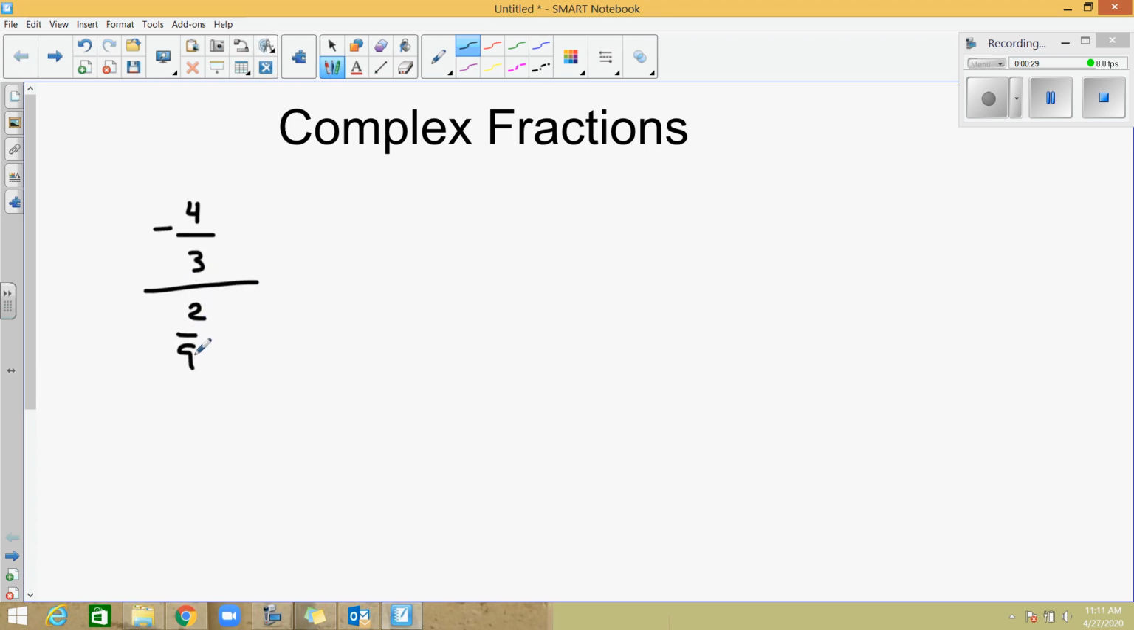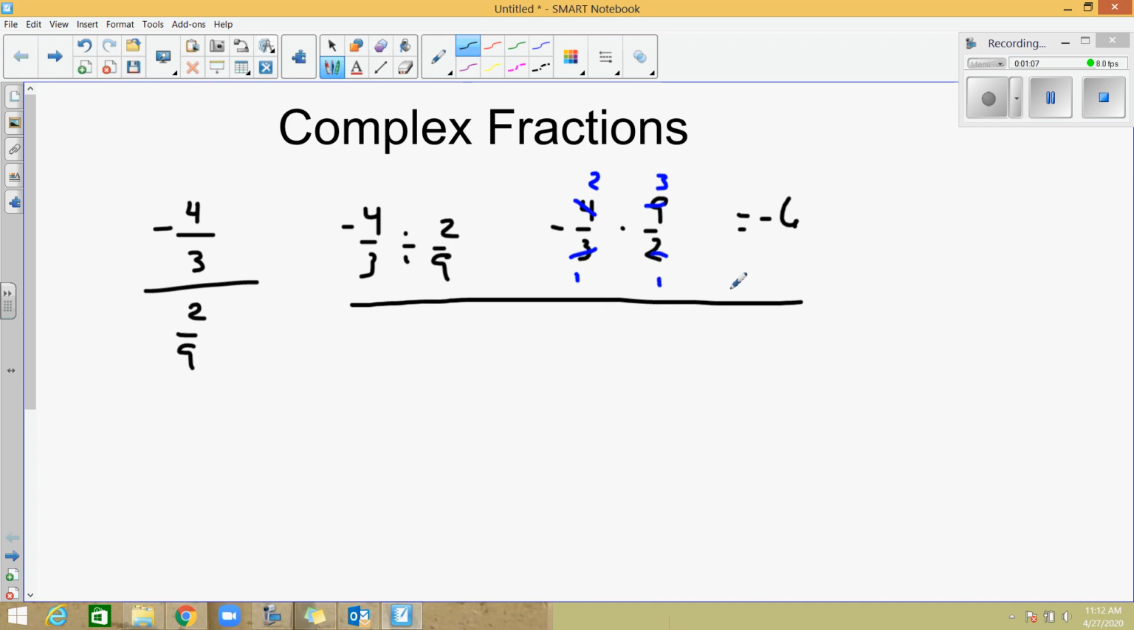2/9. All right, so if we think about this, we can go ahead and top to bottom is left to right. So we can say negative 4/3 divided by 2/9, which is copy dot flip. And then we can reduce. We get 3 over 1, 2 over 1. Anything divided by 1 is itself. Negative 2 times 3 equals negative 6. And that's fine and dandy. Okay, that's not the way I'm going to teach it today. I'm going to teach you a little bit different way to do this guy.